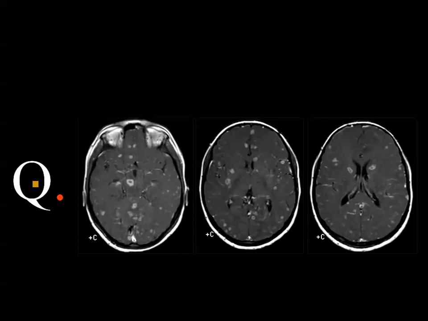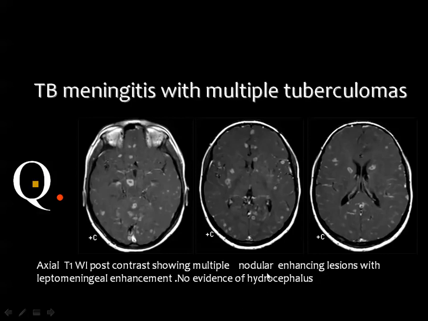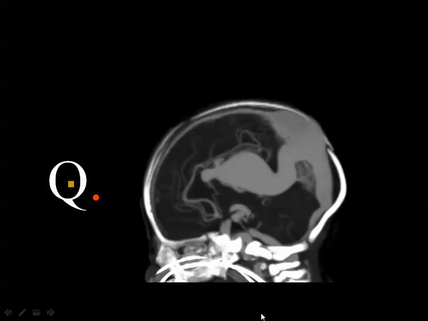The diagnosis of cysticercosis is based on the detection of a nodule inside the cyst. Cyst with a dot sign, but if you do not see this, you can diagnose this as tuberculoma. This is TB meningitis and multiple tuberculoma. Tuberculoma and cysticercosis will appear the same. The difference is in the presence of the scolex inside the cyst. If you see a cyst and the dot sign, this is diagnostic of cysticercosis.